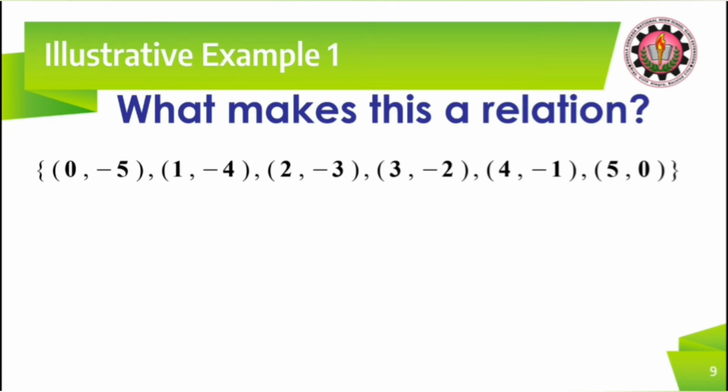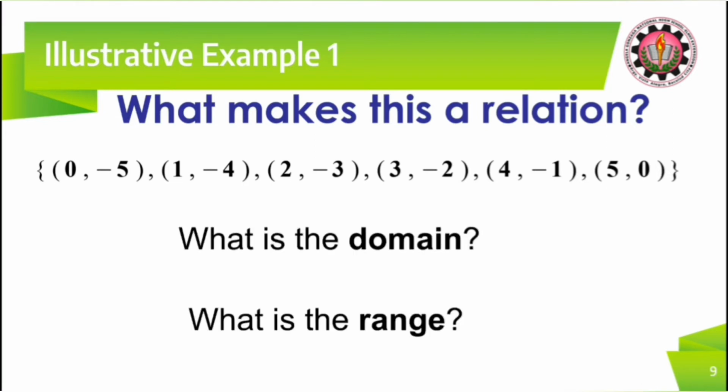Illustrative example 1. What makes this a relation? We have here the ordered pairs (0, -5), (1, -4), (2, -3), (3, -2), (4, -1), and (5, 0). The question is, what is the domain? And what is the range? Take note sa meaning po natin kanina sa relation, yung domain, ito yung first pair. Ito yung nasa left side sa ating ordered pair, yung x. At yung range po natin, ito po yung y.